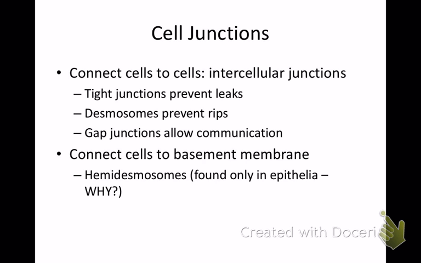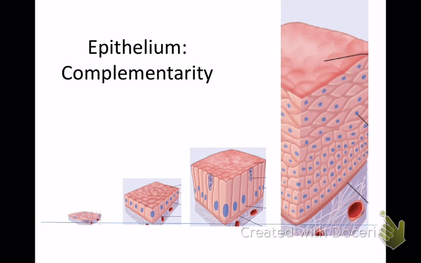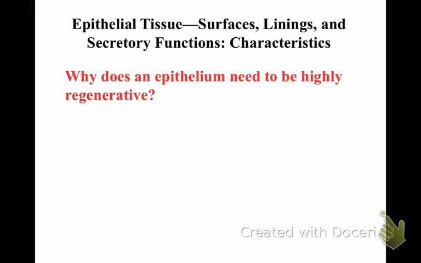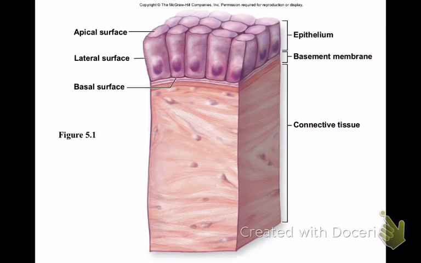Our fourth kind of junction is a hemidesmosome. The job of the hemidesmosome is to connect the cells to their basement membrane. So the question is, why is that found only in epithelia? Let's go back to our picture to see where that basement membrane was. Where is it? It's on the basal surface of what tissue? Found only in epithelia. Okay?